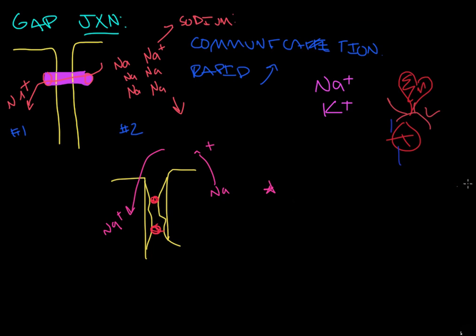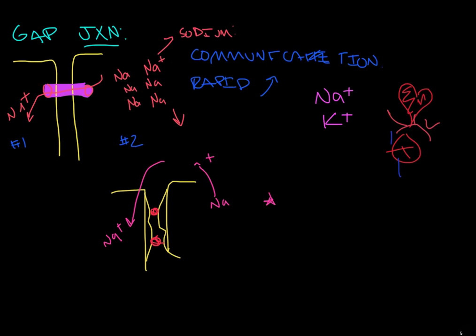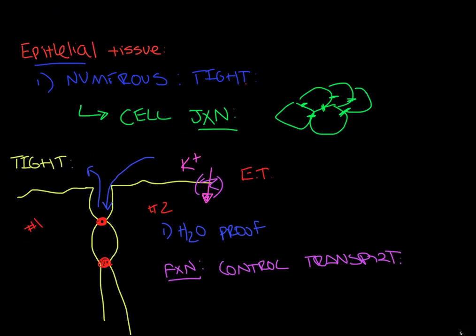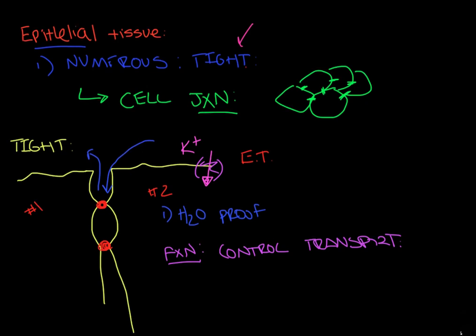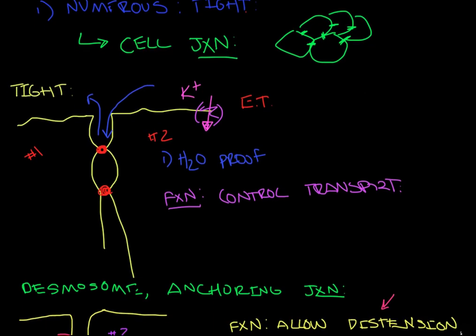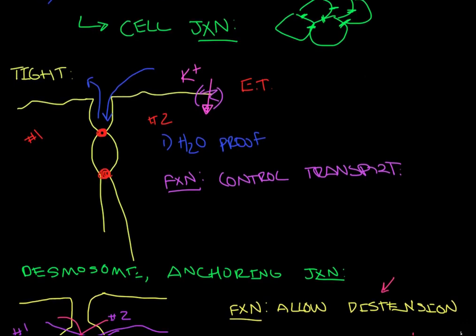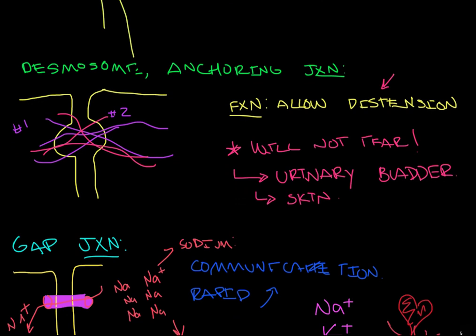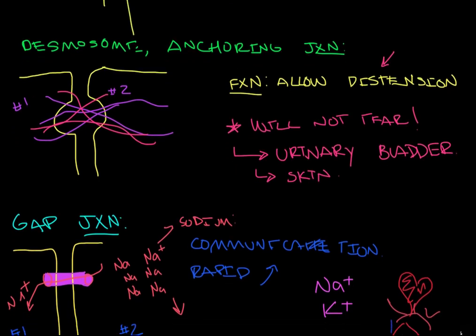So those are the 3 types of cell junctions that you'll find in ETs. I hope that was nice. So ETs take home, they're numerous and tight. I drew spaces here, but in reality they're really, really close. There's a tight junction, which is basically waterproof or H2O proof. They're zippered together and they control transport. There's the desmosomes or anchoring, and that allows distension.